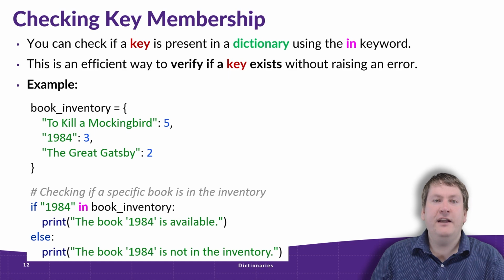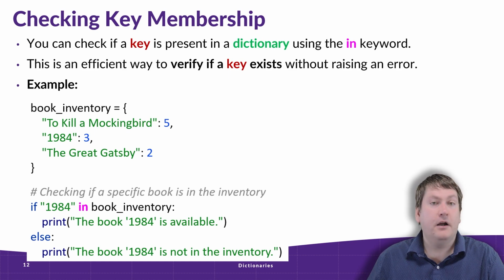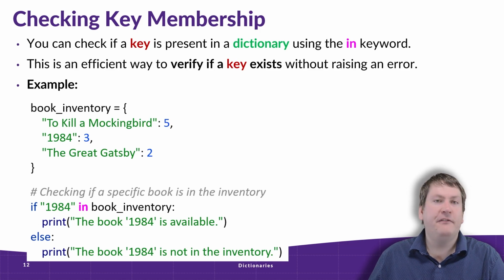The lines underneath that are using the in keyword to see if 1984 is in stock. We combine this with a simple if statement. So if 1984 is in book inventory, that means that key exists in the inventory. It doesn't matter what the value is. It could be 0, -1, 5 billion. As long as that key is somewhere in that dictionary, that's going to return true. And if that returns true, we say the book 1984 is available. Otherwise, it's going to return the book 1984 is not in the inventory.